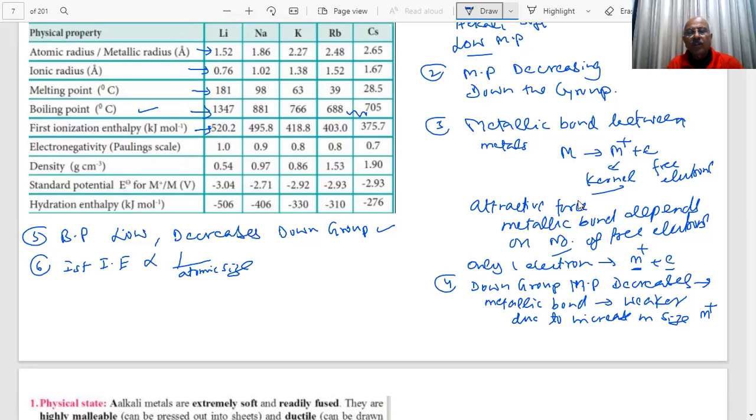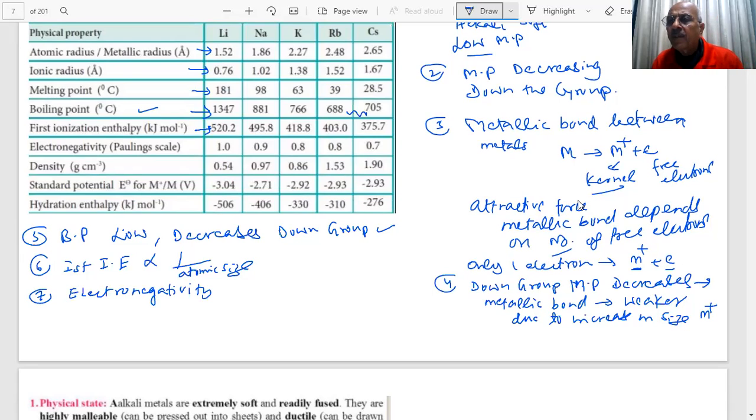Each and everything you note down, so I proceed further. Noted? Next property, electronegativity, student. What is electronegativity? What do you mean by electronegativity?